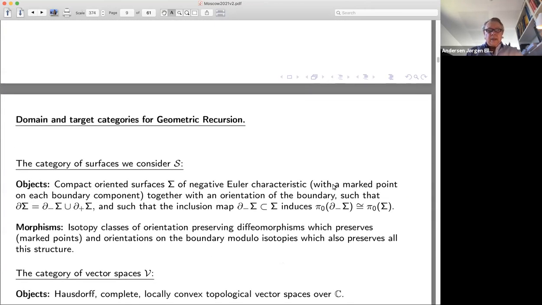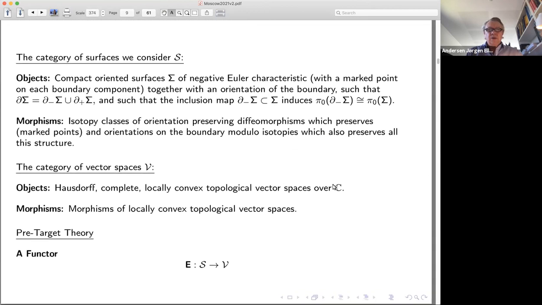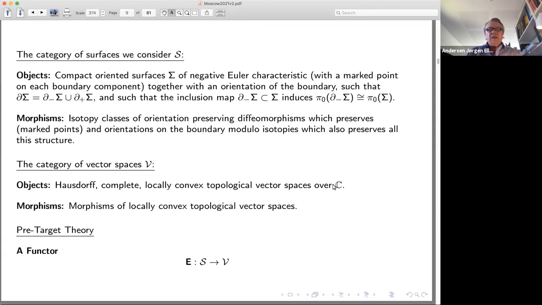Okay, very good. So now I want to specify a little bit more data about what kind of target category I have in mind. Now, as you saw before, I took something like continuous functions on Teichmüller spaces. These are infinite dimensional vector spaces, and therefore I'm bound to have to do some kind of analysis. So I need some kind of analytic tools on my vector spaces. And the appropriate thing to consider is Hausdorff complete locally convex topological vector spaces over the complex numbers.